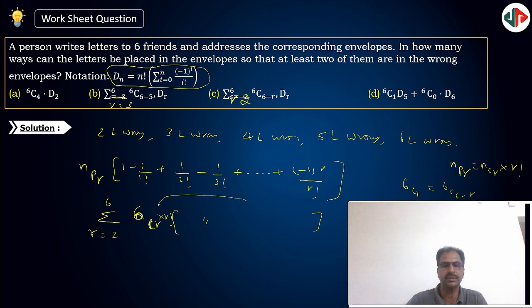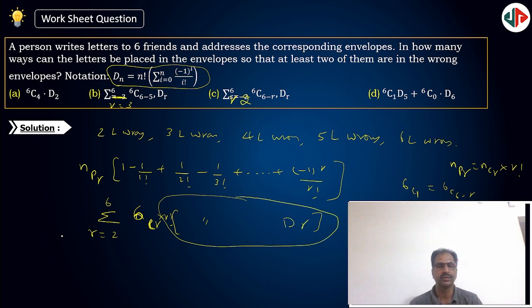What is this entire notation given in the question? Dr. This is given as Dr. So what is the answer finally? Sigma r is equal to 2 to 6, 6Cr into Dr, or 6C(6 minus r) into Dr. Option C.